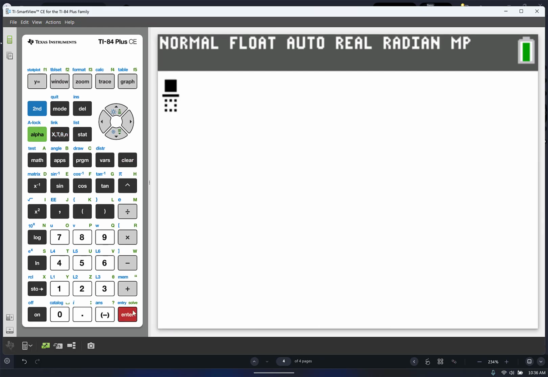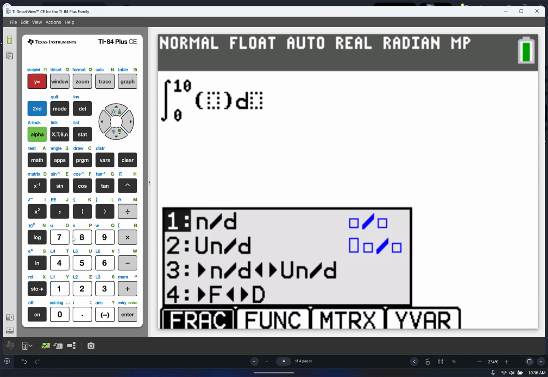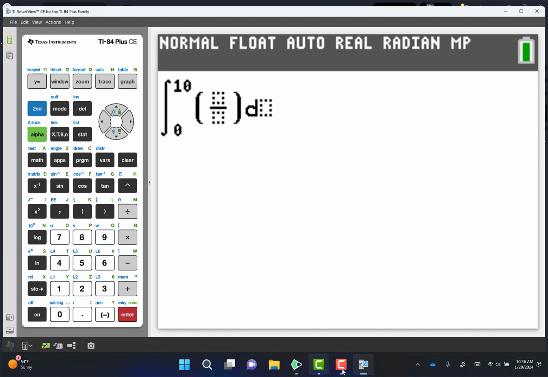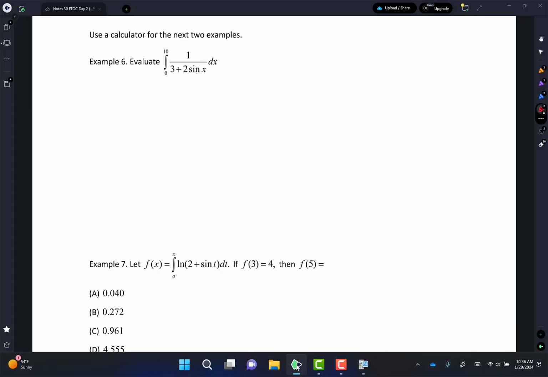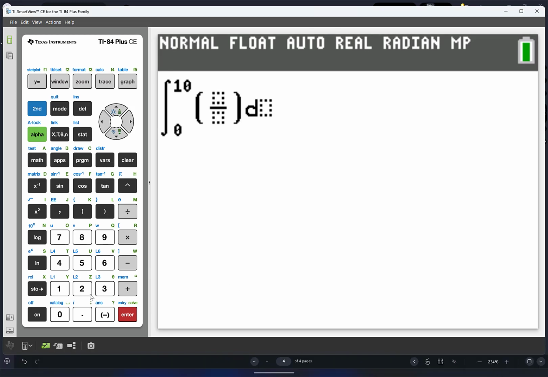Number 1. Oh, I already deleted my math 9. 0 to 10. Was it 0 to 10? All right, here we go. Alpha y equals, enter, and then let's see, what's my expression? 1 over 3 plus 2 sine x. Close the parenthesis, and then push x. Oh, delete. X. How long did it take?